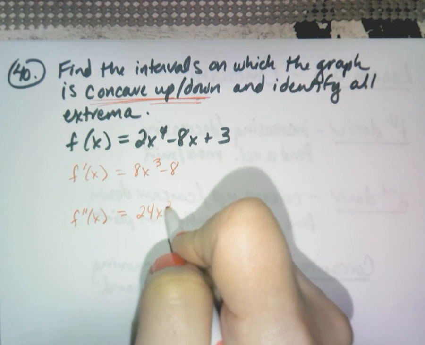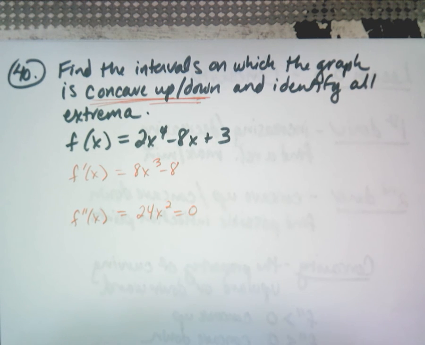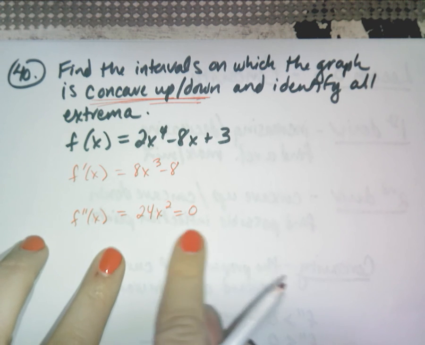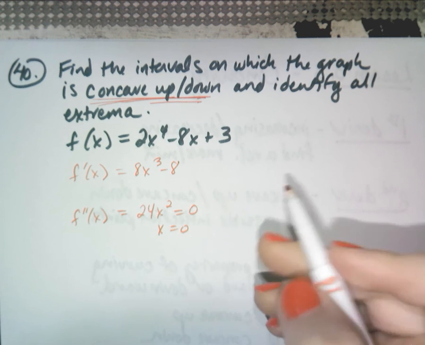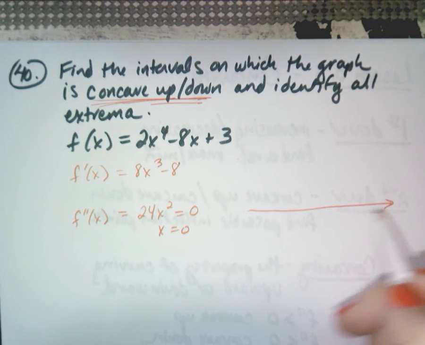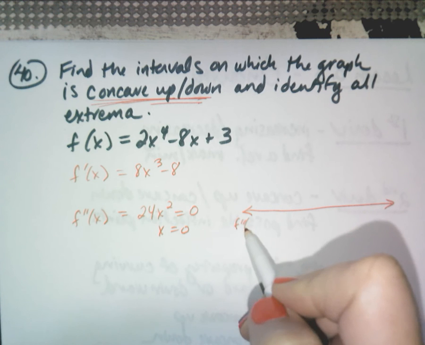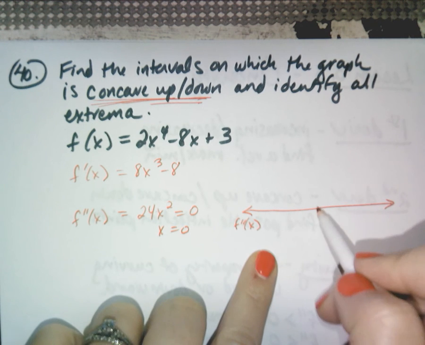Set it equal to 0. Why am I doing this? Because you're literally doing the same thing you've done before. You're finding a critical number now at the second derivative to determine if it's a point of inflection. What would be my critical number at the second derivative? x equals 0. You're going to create still that little number line. I'm going to put 0 here.